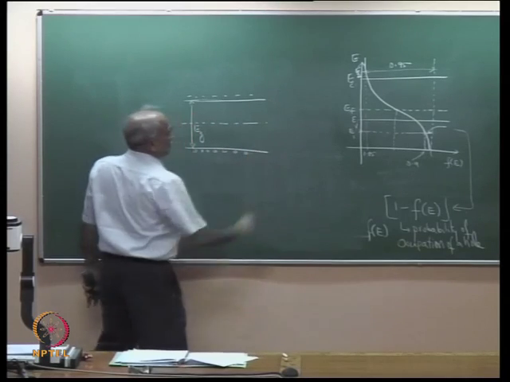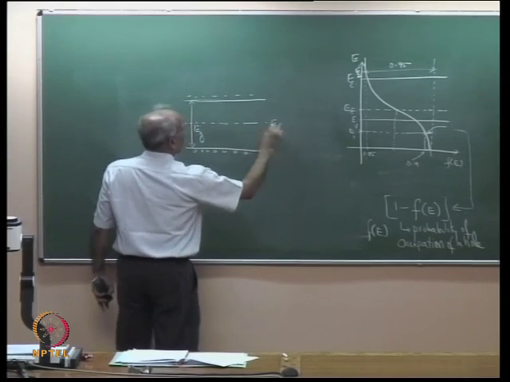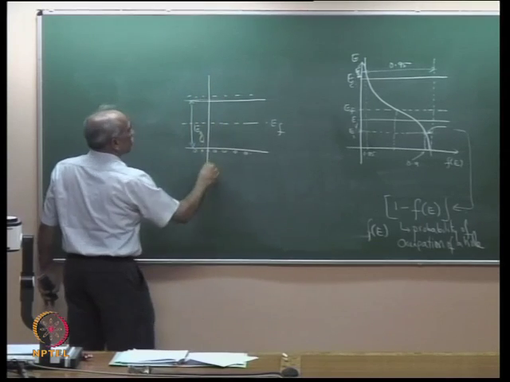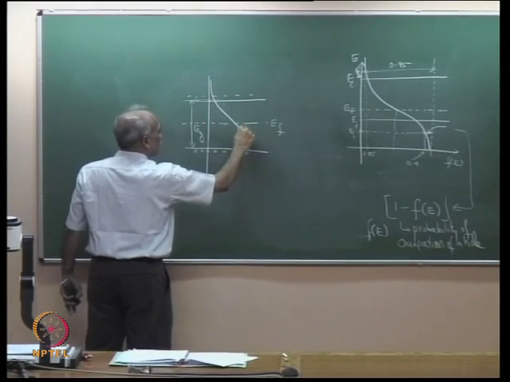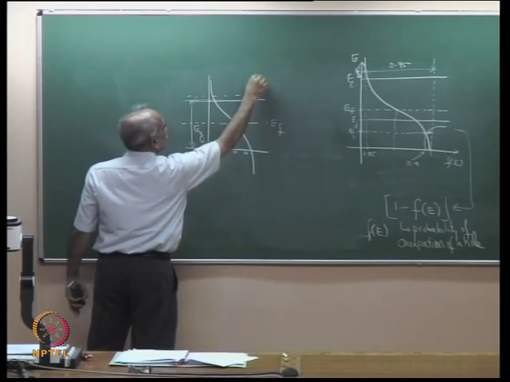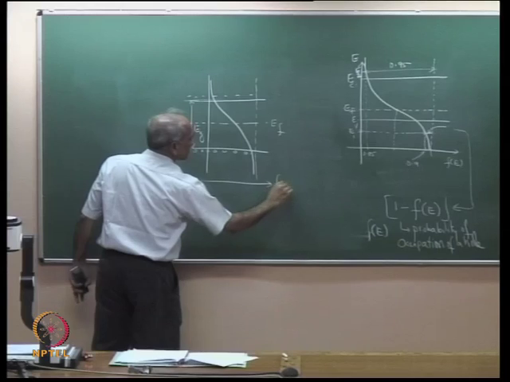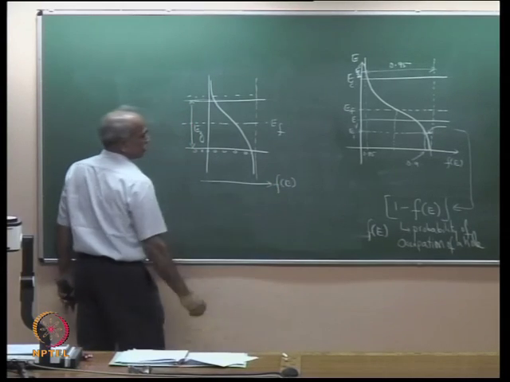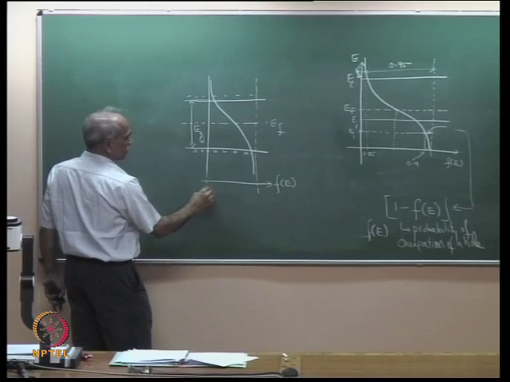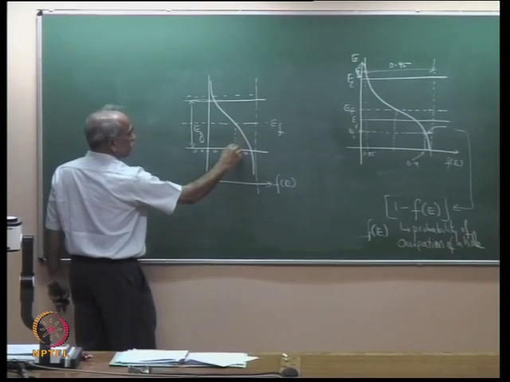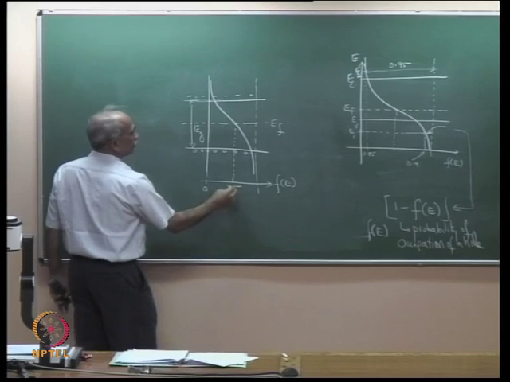The second thing that you have to see is, this is Ef, then the curve looks something like this. Please see, let me indicate first graphically, because graphically it becomes very clear. This axis is f of E and this is probability 1 and this is 0, and at E equal to Ef, this is 0.5.